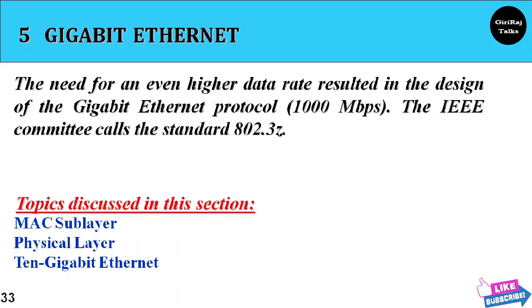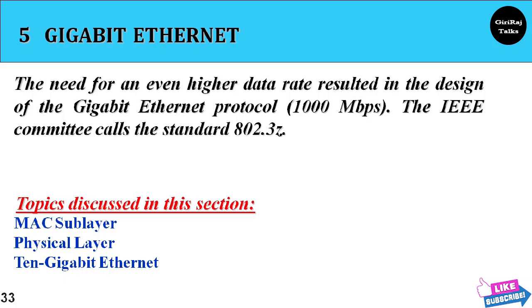First one, upgrade the data rate to 1 Gbps. Second one, make it compatible with standard or fast Ethernet. Third one, use the same 48-bit address. Fourth one, use the same frame format. Fifth one, keep the same minimum and maximum frame lengths. Sixth one, support auto negotiation as defined in fast Ethernet.